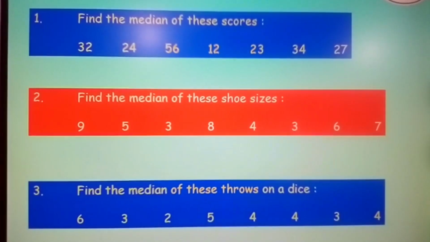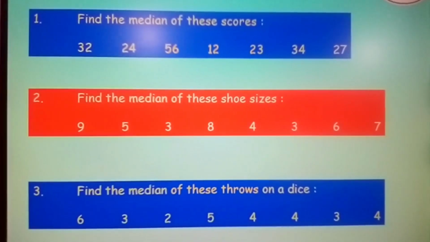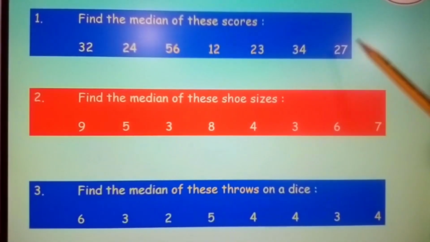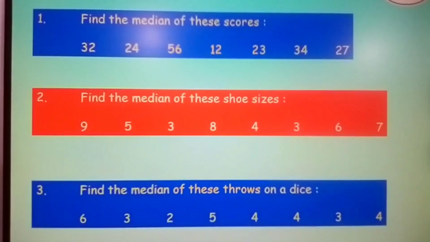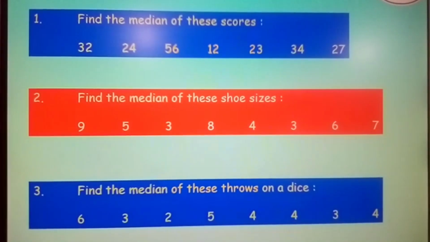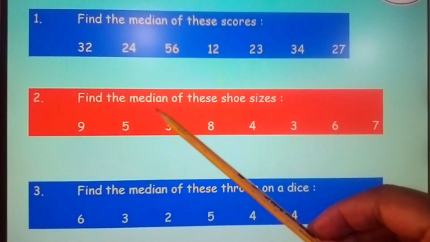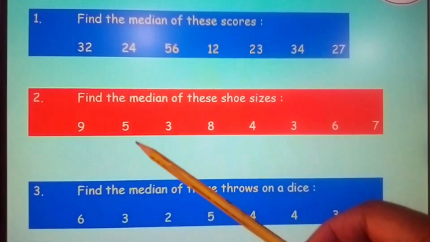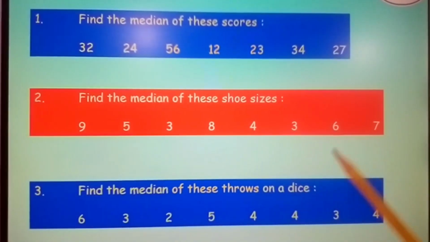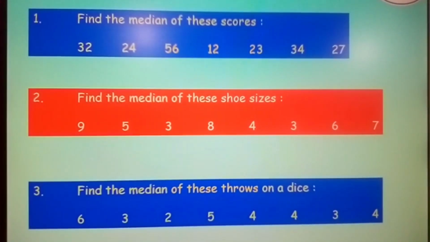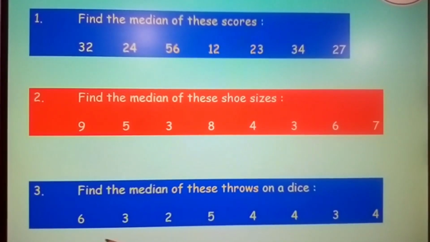Now find the median of these scores: 32, 24, 56, 12, 23, 34, 27. So what are you going to do here now? And again, find the median of these shoe sizes: 9, 5, 3, 8, 4, 3, 6, 7. Find the median of these throws on a dice.